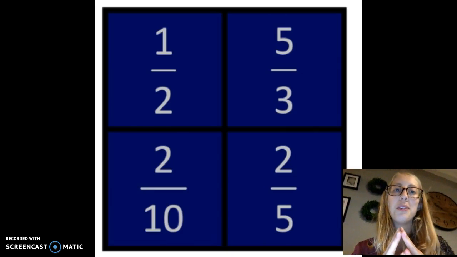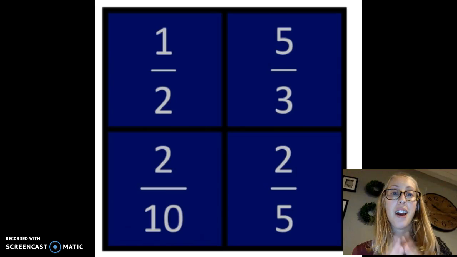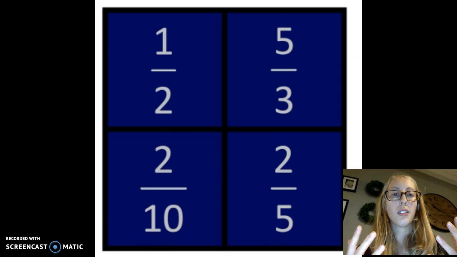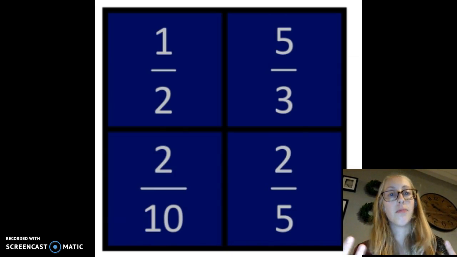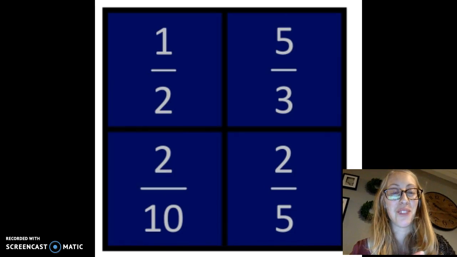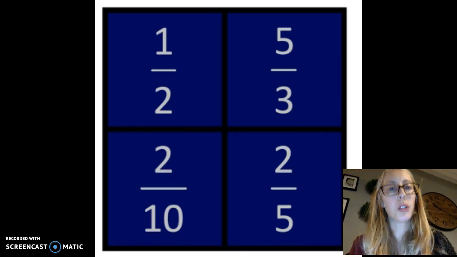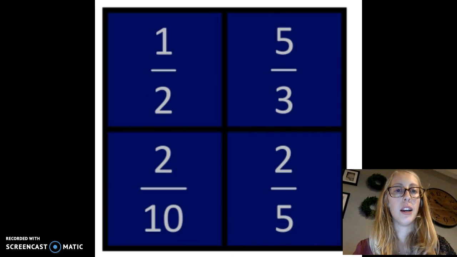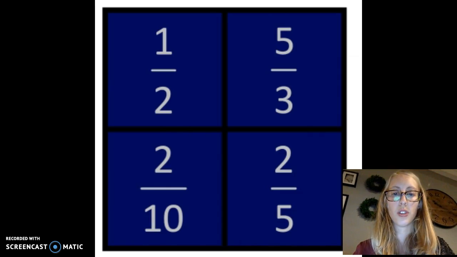So I want you to try to figure out, the name of the game is Which One Doesn't Belong. So there's a square that's been split into fourths, and each fourth has a fraction within it. And I know in Unit 3 we are focused on fractions, so I thought this would be a good introductory lesson to what doesn't belong. So we've got four fractions here: 1/2, 5/3, 2/10, 2/5.